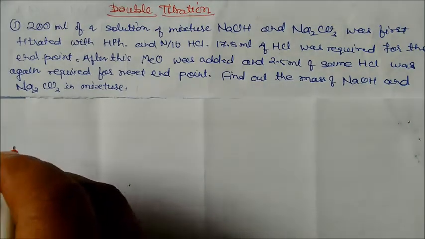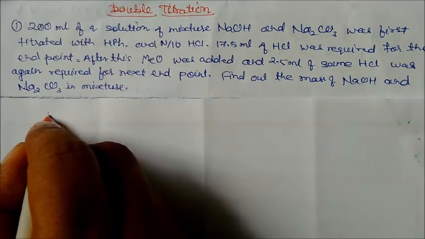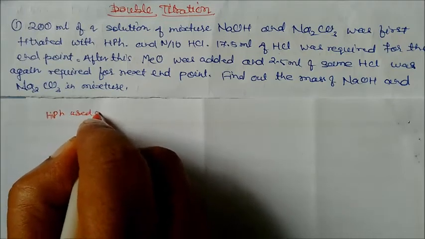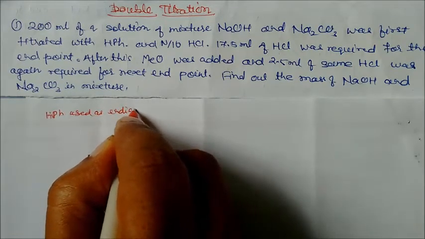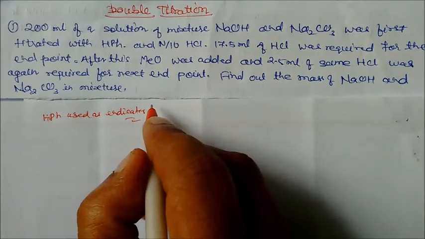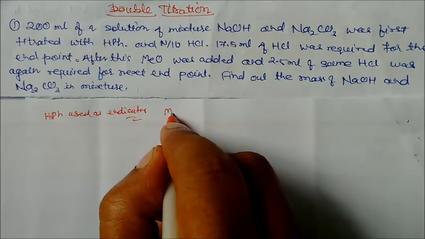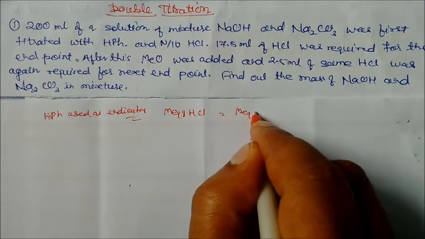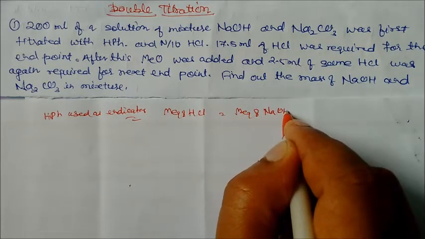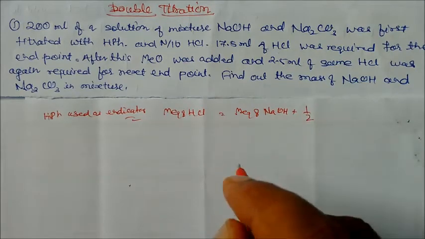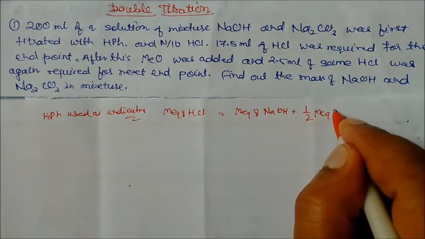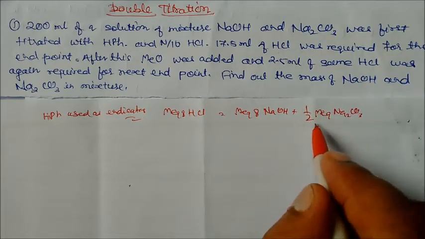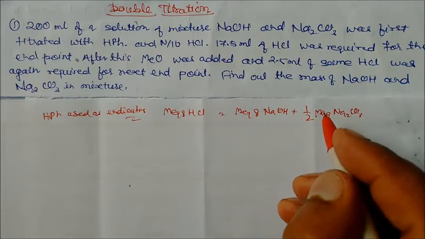So we have two cases. One is when phenolphthalein is first used as indicator. So in this case, what will happen? Here we write milliequivalent of HCl is equal to milliequivalent of sodium hydroxide plus half of milliequivalent of sodium carbonate, because sodium carbonate will be half neutralized. Okay, because this is a basic solution, in this solution it will be half neutralized.